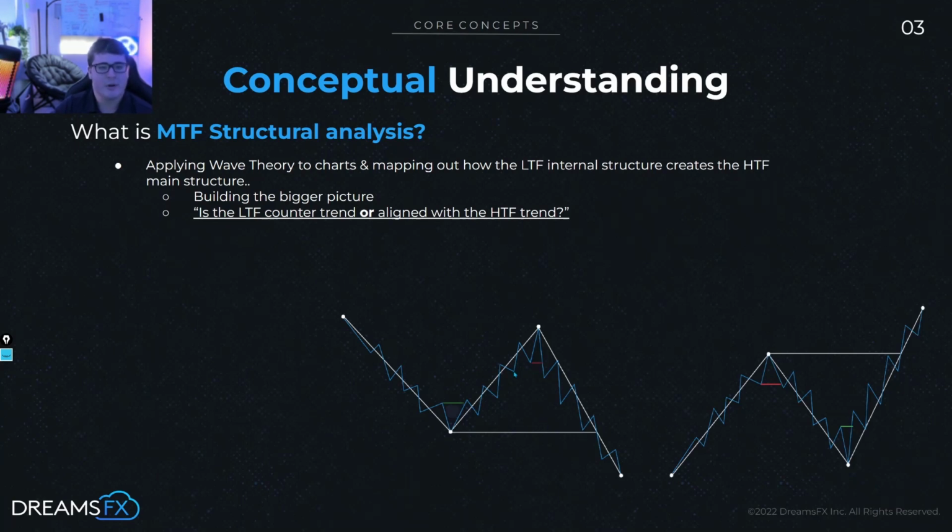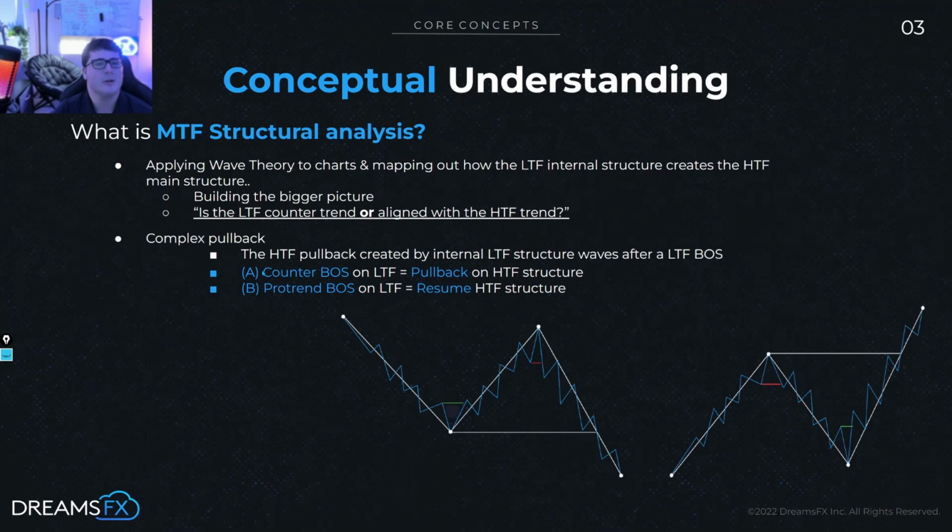So because we just talked about, we have our main trend and our internal trends, what we need to know specifically is that there's something called a complex pullback, and this consists of internal and main waves. The higher time frame pullback is created by internal lower time frame structure waves after a BOS. So if you've ever wondered, why is a pullback happening? If you have your 4-hour main sell right here, you have a lower high, lower low, lower high, lower low, and you know that you're bearish, do you know why these pullbacks actually occur? These pullbacks occur because it all starts on the lower time frame.